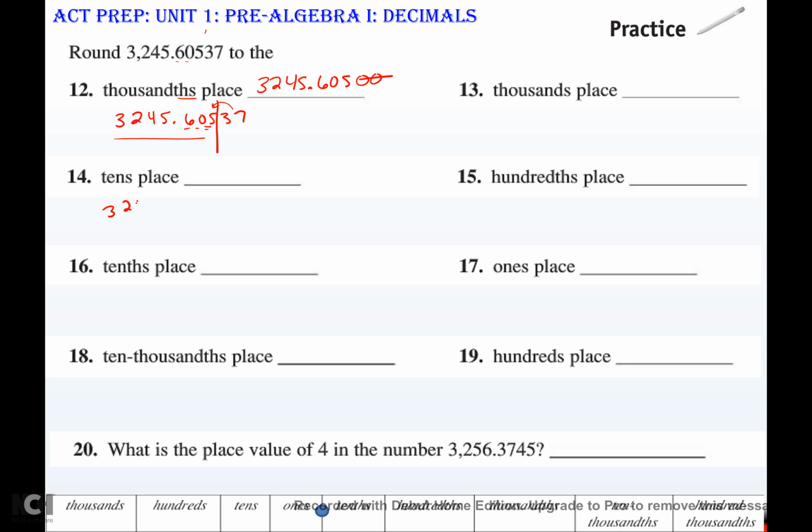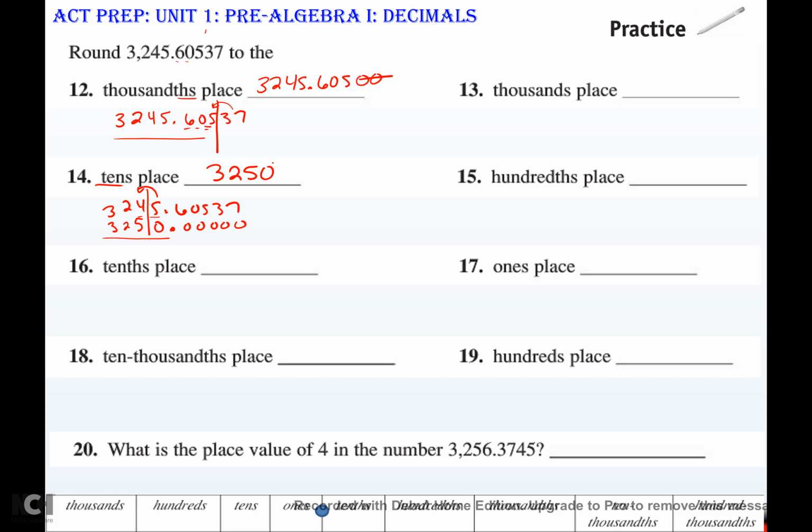Okay, 3245. To the tens place: ones, tens. That 5 is going to bump it up, so that's going to turn to a 5. These all stay the same. These all turn to zeros. But the way I write it is I just write the numbers in front, so it would be 3250.